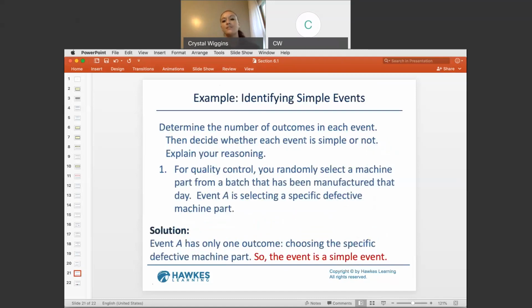Okay, determine the number of outcomes in each event and then decide whether each event is simple or not. So an example, for quality control, you randomly select a machine part from a batch that has been manufactured that day. Event A is selecting a specific defective machine part. Now, this wording here is what really tailors us to a simple event. And that's because it's saying that out of all these defective parts, you're only looking for one specific one. So that means that there's only one specific outcome that is a desired result, making this event simple.